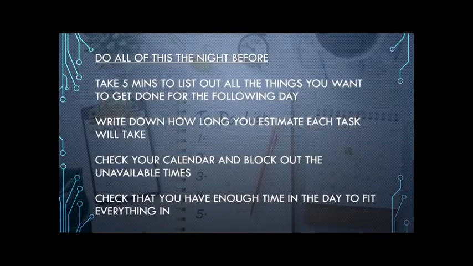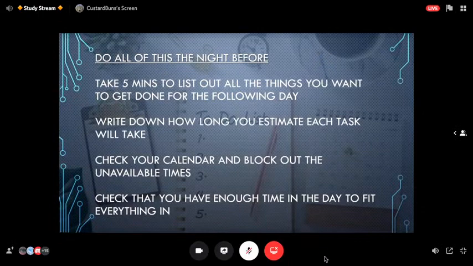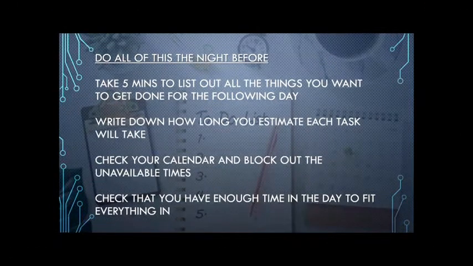So going through each of those individually, first, we'll plan the day in advance. These are the things you need to think about when you do this. You want to take 5 minutes to list out all the things that you want to get done for the following day. You want to write down how long you estimate each of the tasks will take. Check your calendar and block out the unavailable times you have during the day. And finally, you must check that you have enough time in a day to fit everything in. Now, all of this might sound a bit abstract to you, so we're going to go through an example.